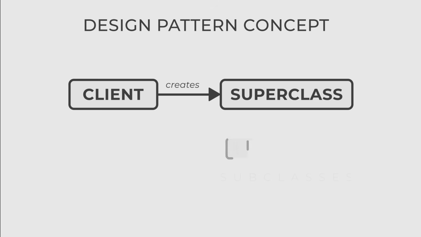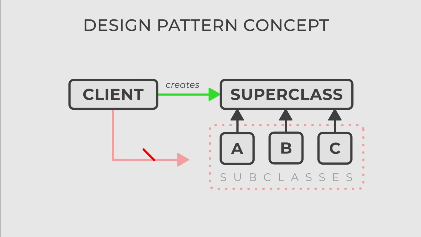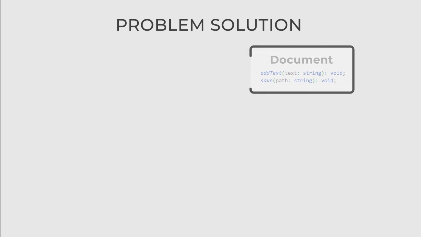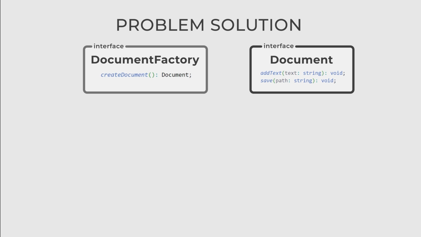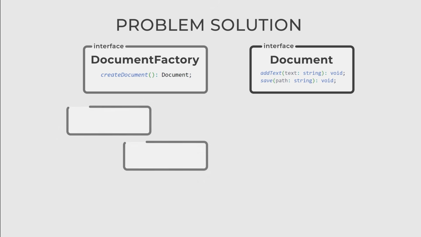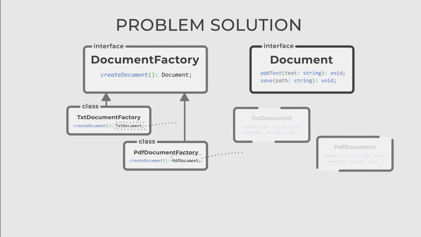It provides an interface for creating instances of a class, but delegates the responsibility for creating instances to its subclasses. This pattern is typically used to provide loose coupling and flexibility when creating objects. For example, let's define an interface Document with methods for working with documents. Then, let's create an interface DocumentFactory with the createDocument method. Then, for each supported document, let's create an implementation of the DocumentFactory interface and name them, for example, TXTDocumentFactory and PDFDocumentFactory. Each of these classes implements the createDocument method to return specific document types.